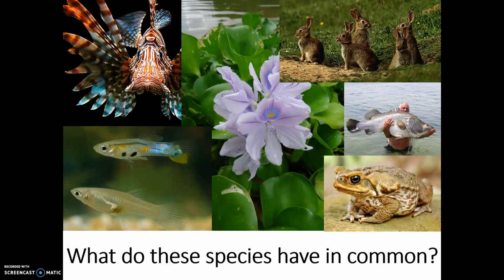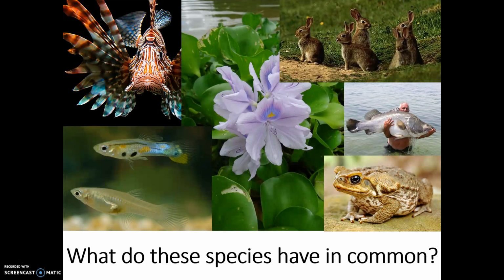So we have in the top left-hand corner here a lionfish, which is native to the Indo-Pacific but has been introduced to the Atlantic and Caribbean. In the middle we have a water hyacinth, native to Central America but now found throughout the world and very fast at reproducing. In the top corner here we have the European rabbit, famously introduced to Australia.